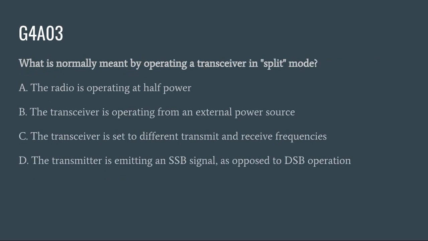G4A03, what is normally meant by operating a transceiver in split mode? A, the radio is operating at half power. B, the transceiver is operating from an external power source. C, the transceiver is set to different transmit and receive frequencies. D, the transmitter is emitting a single sideband signal as opposed to a DSB operation. Correct answer is C, the transceiver is set to different transmit and receive frequencies.